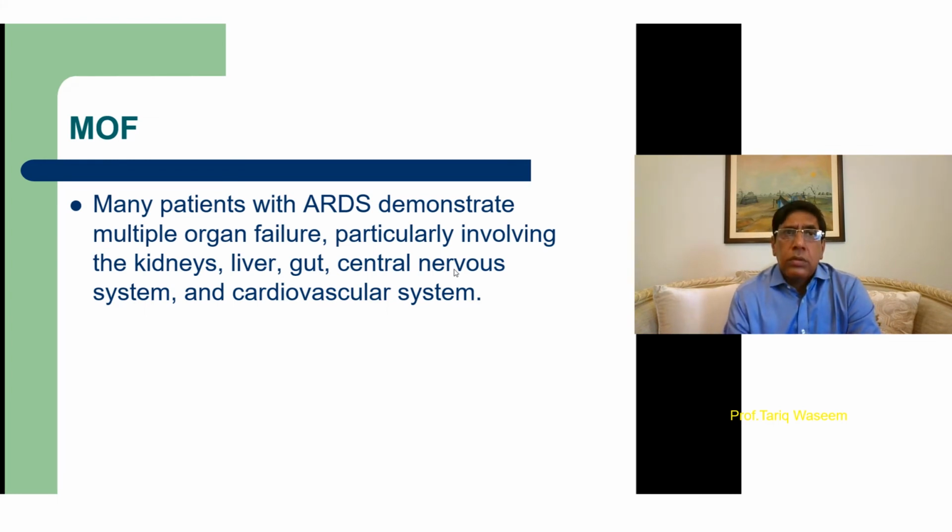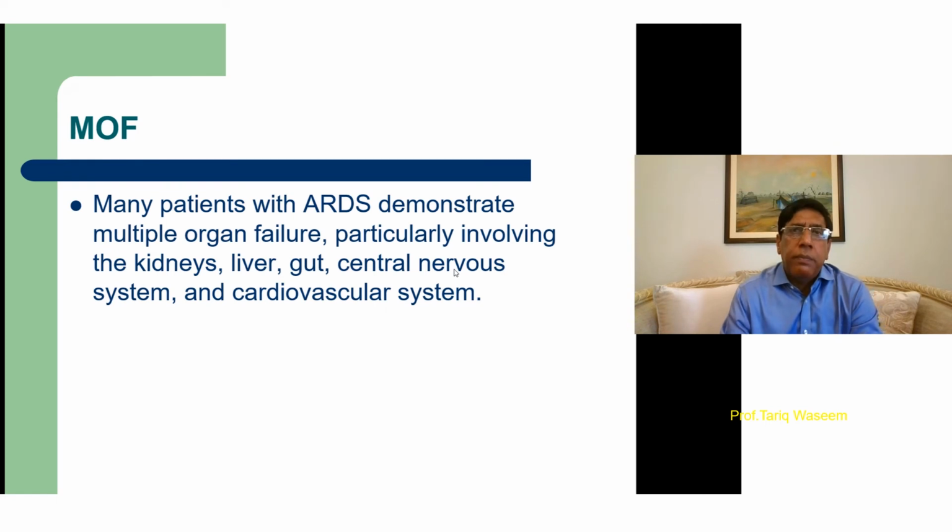Again, we have to keep on saying that it is a systemic response to the injury, to the insult, to the infection. The first manifestation is in the lungs, but later on there is involvement of other organs, and this is usually the reason for the high mortality in these patients. They die not simply of respiratory failure, they die of multiple organ failure.